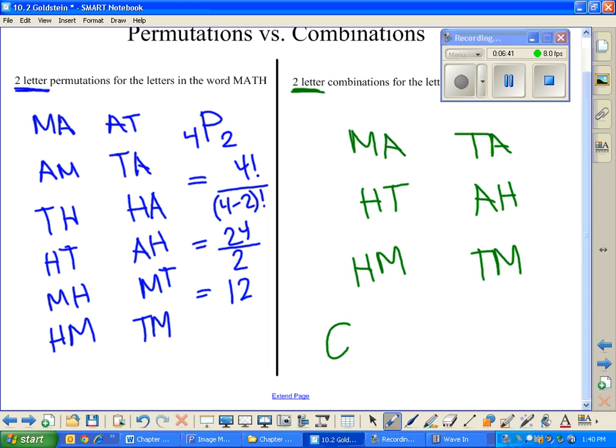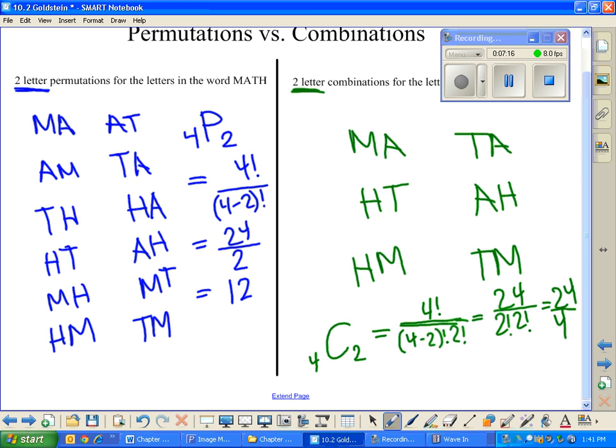I'm doing the same thing here, just using the math part. It's just the 4 letters, and we want arrangements of 2. So now we get to put our new formula to use. 4 factorial over 4 minus 2 factorial times 2 factorial. That leads us to having 24 on the top again, and then that's 2 factorial over 2 factorial, which happens to be 4.